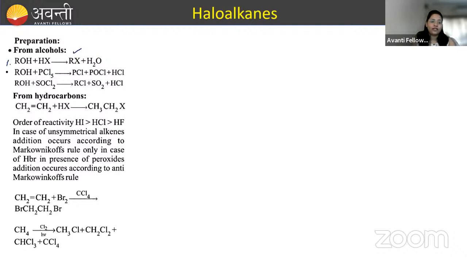Another reaction with the help of which we can prepare alkyl halide is to react it with PCl5, phosphorus pentachloride. Here there will be formation of RCl, POCl3 and HCl. Next, react it with SOCl2. These reactions we are going to study again in the chemical properties of alcohols. So here is the preparation of haloalkanes from alcohols. There are three reactions.